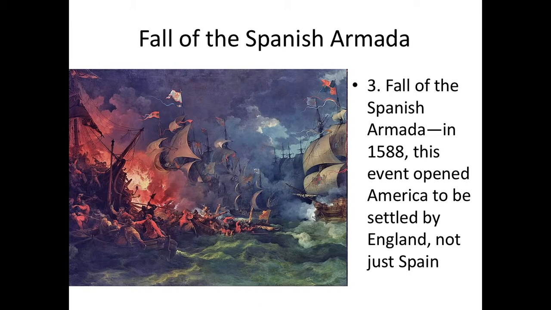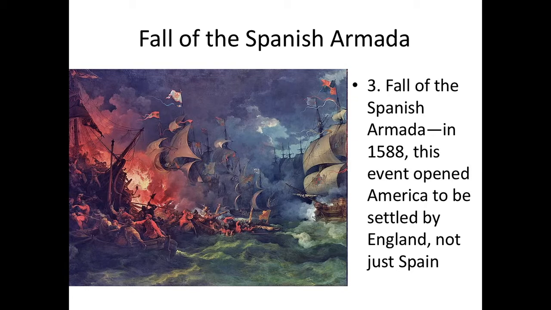And so now we're going to talk about the fall of the Spanish Armada, which kind of sets the stage for England being able to colonize in North America. So prior to 1588, Spain and Spain's navy, which they called the Armada, controlled the Atlantic Ocean. They were really powerful. They had a lot of ships in their fleet, and with that out in the Atlantic Ocean, England was really not able to sail across the Atlantic Ocean and try to establish colonies.